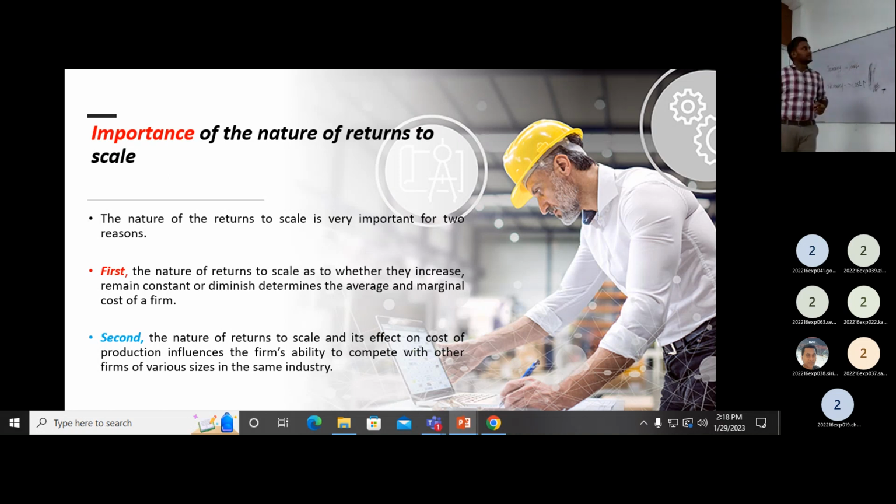And the second reason, the nature of return to scale and its effect on cost influence the firm's ability to compete with other firms in the same industry. Other firms in the same industry. Now, competition. Now you all are marketing students too. Not marketing, I'm studying marketing too. Now, what do you think? Competition. What do you think about the pricing of the company? Will it be a matter?